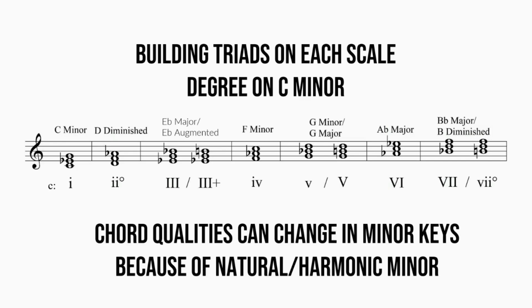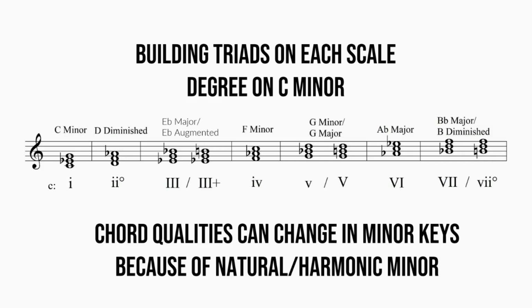We can see that chord 1 is a C minor triad with the E flat note. Chord 2 is a D diminished triad as the A flat forms a diminished fifth with the root note. Chord 3 can exist as either E flat major, derived from the natural minor scale, or E flat augmented, derived from the harmonic minor scale with the raised 7th scale degree. They both exist, but the E flat major chord is much more common in this case.